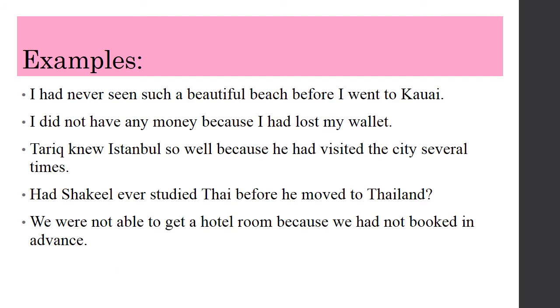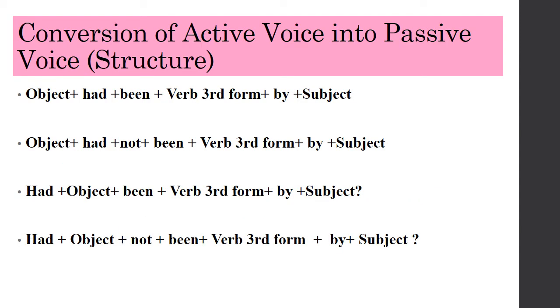Let us go through some examples of past perfect tense. I had never seen such a beautiful beach before I went to Kauai. I did not have any money because I had lost my wallet. Tariq knew Istanbul so well because he had visited the city several times. Had Shakil ever studied Thai before he moved to Thailand? We were not able to get a hotel room because we had not booked in advance. These are the passive structures of past perfect tense.